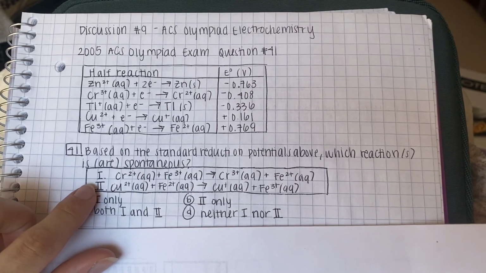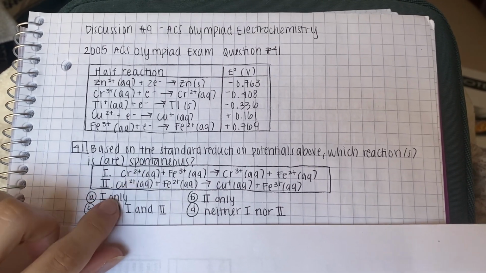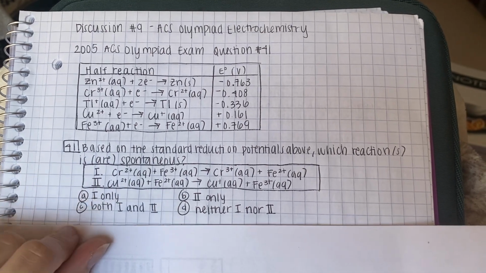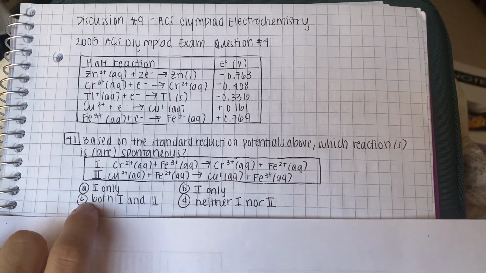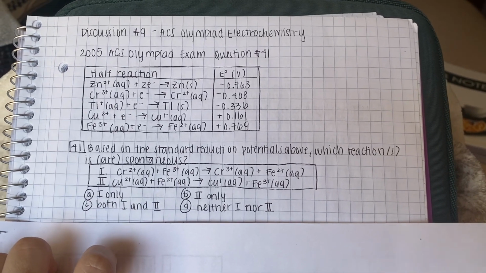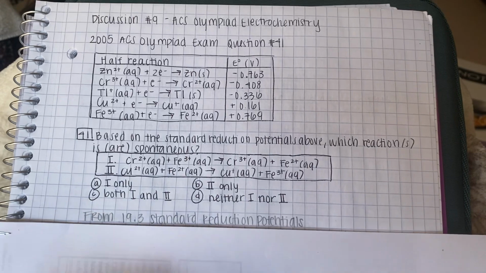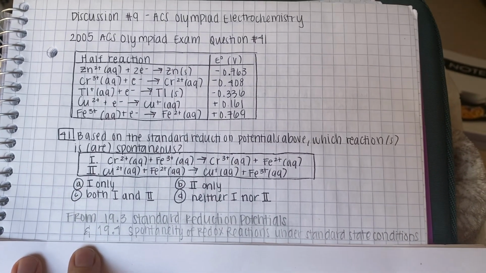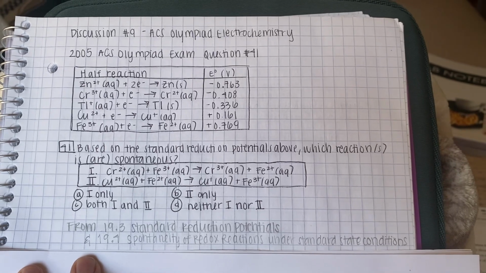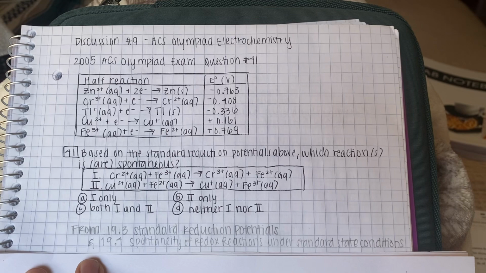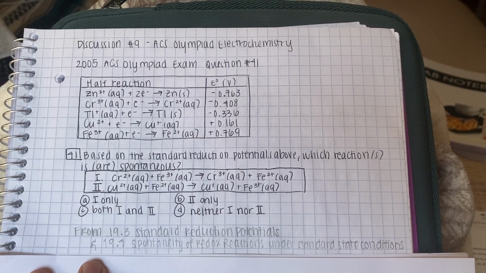And so we have our option between chromium and iron, or copper and iron as well. And our options for our answers are going to be 1 only, 2 only, both 1 and 2, or neither 1 nor 2. And so from our textbook, this is going to be from 19.3 and 19.4, which is going to be standard reduction potentials and spontaneity of redox reactions under standard state conditions.